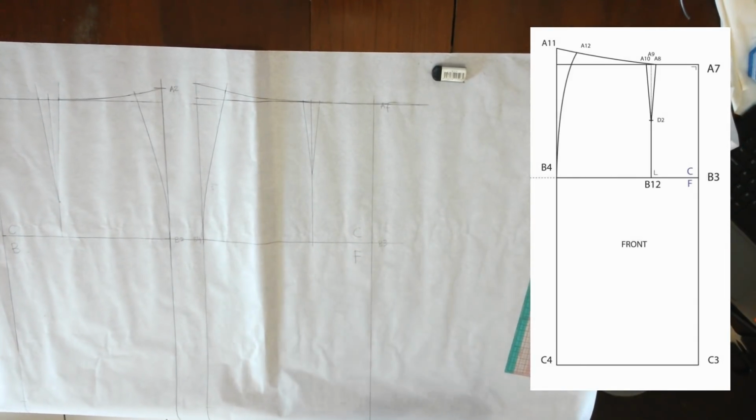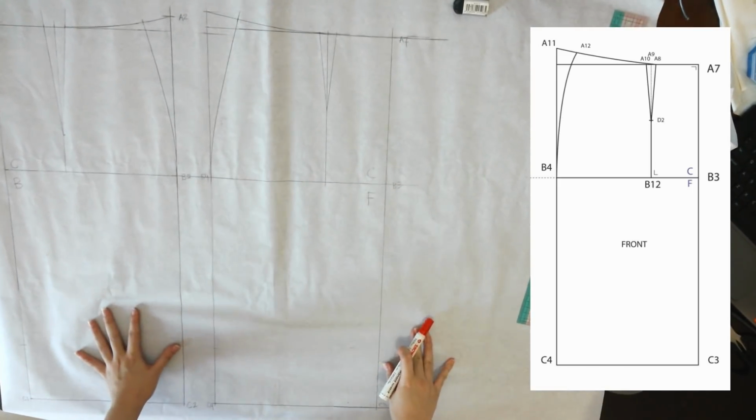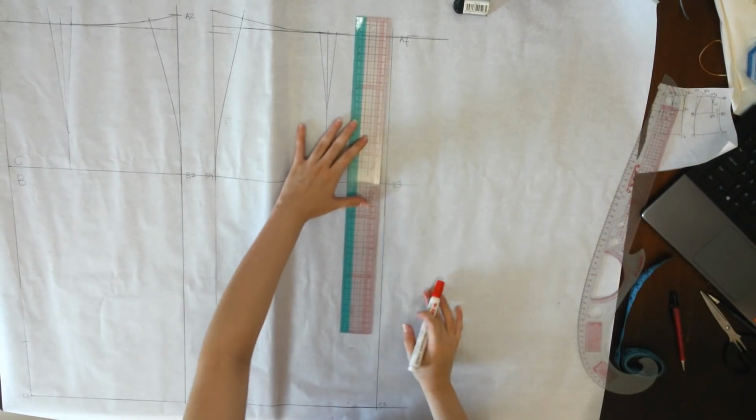I will trace the outer line with a red marker so it is easier for you to see the skirt block shape.